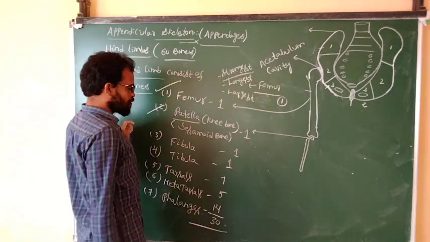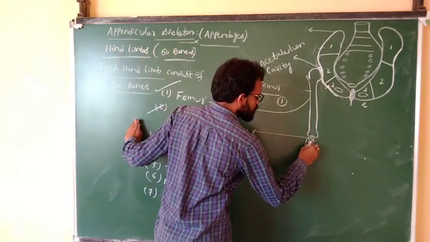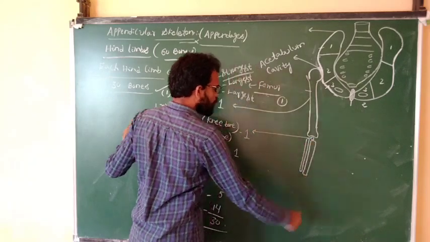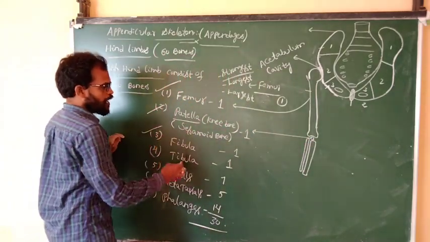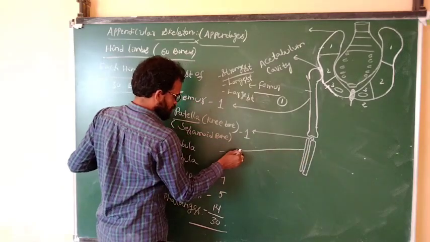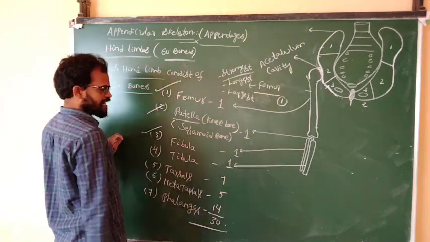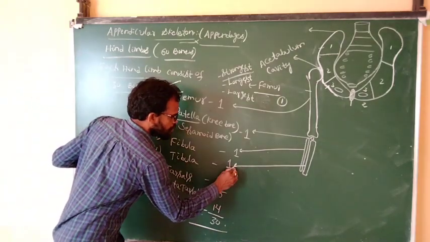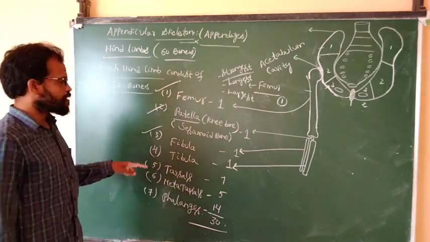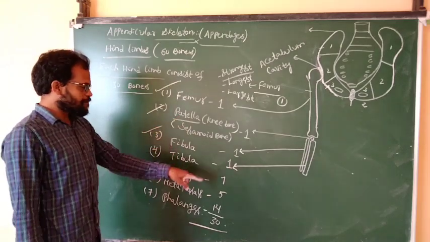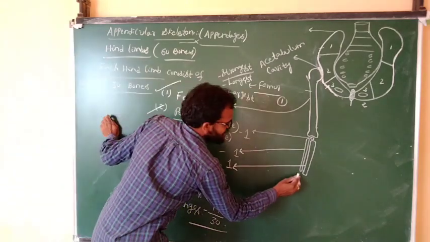The next part is known as the tibia. What is the next part? Tibia. Okay. Next one, fibula, tibia. This one is the fibula. The next one, tibia. Second part, patella. Next part, fibula. The next part, tibia. Next one, tarsals.